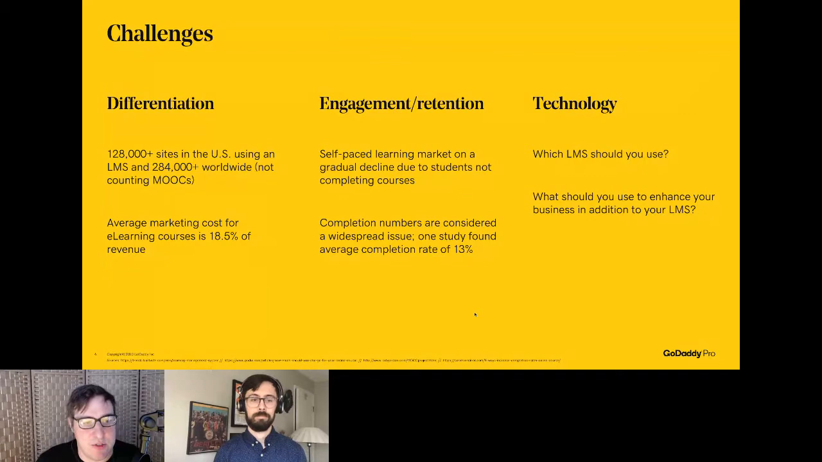Nik, any thoughts on those two differentiation stats, or more the challenge of differentiating, standing out in this growing and somewhat crowded market? Yeah, it's really tough. I think messages of expertise can go a long way in that.